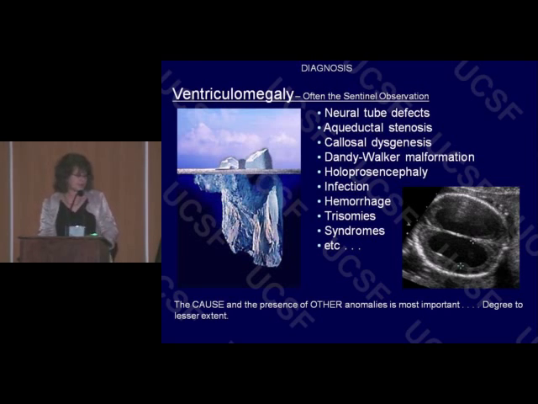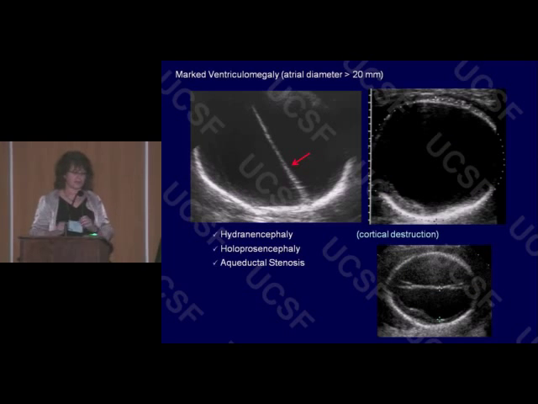Now, why is this so important? Because ventriculomegaly is often the sentinel observation. There is a long list of really significant abnormalities shown here associated with ventriculomegaly, and for many of these, the dilated ventricle will be the most obvious first indication. It really is a tip of the iceberg observation. The cause of that dilated ventricle, which you might find by pursuing the exam, targeting a survey, the presence of other anomalies are really important, and the degree of ventriculomegaly is a less crucial observation, though something to address.